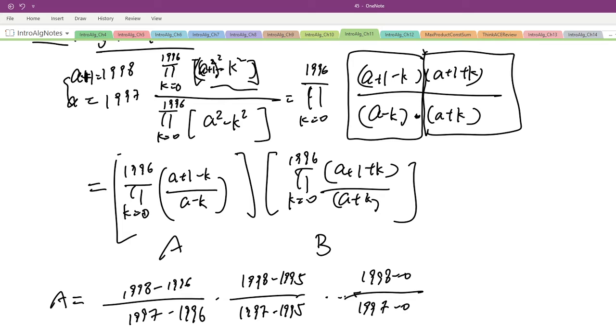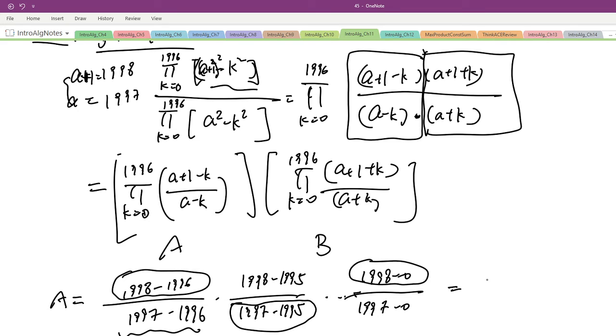So let's see. This one is 2, this one is 2, this one is 2, right? And this one is 3, this one is 3. So the final piece of the a will leave this part and this part. So it equals 1998 here.